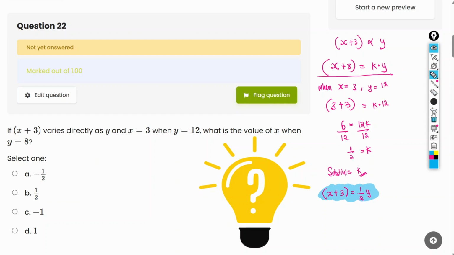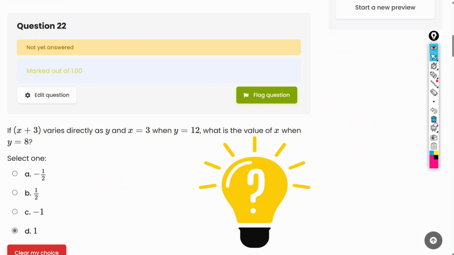I have the most important relationship. So I have x plus 3 is equal to half y. And we are asked for when y is equal to 8. That would mean that x plus 3 is equal to half times 8. Half times 8 is 4, so x plus 3 is equal to 4. That makes x equal 4 minus 3, which makes x equal 1. So x is 1, and the correct option is option D.